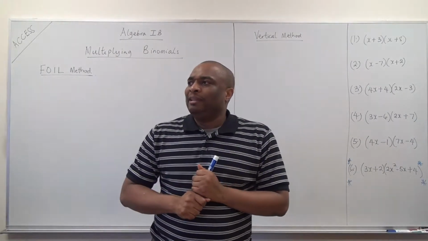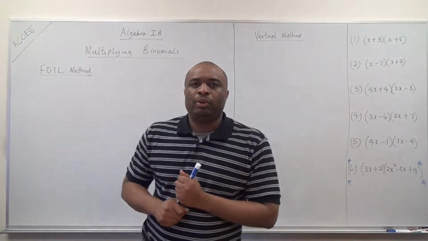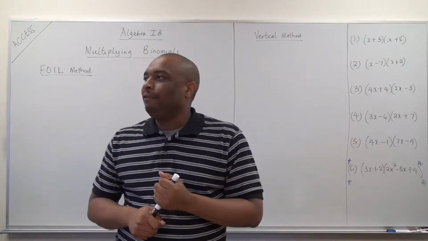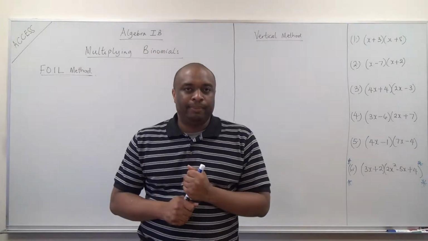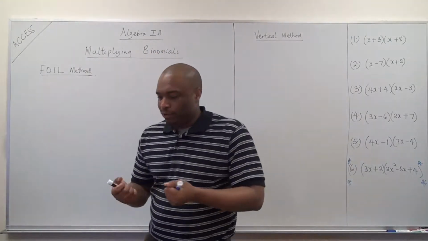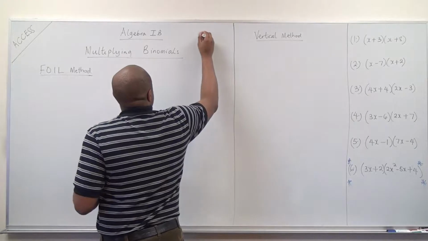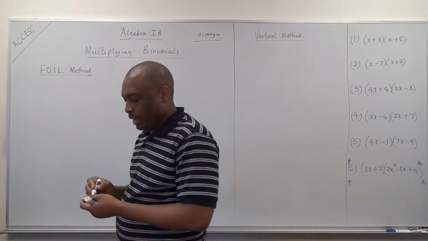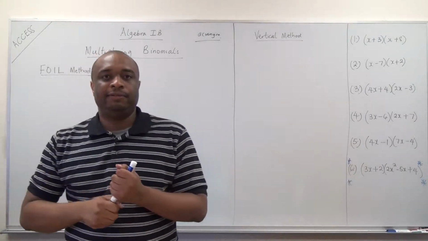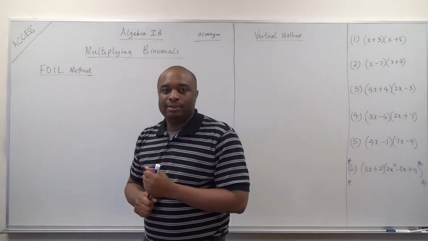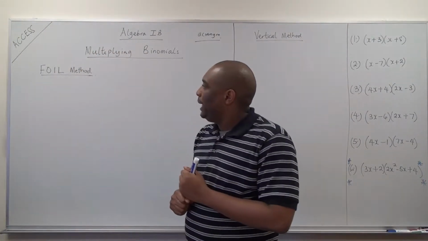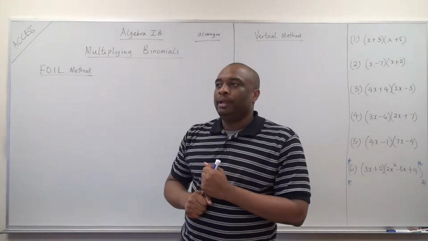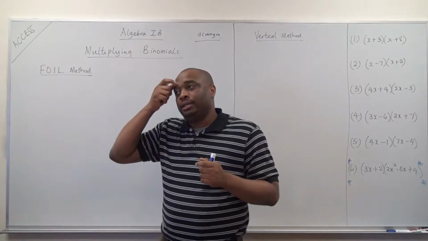Now, the first method I will talk about is what we call the FOIL method. FOIL is just an acronym. You know what an acronym means. FOIL stands for first. F is for first, O is for outer, I is for inner, and L is for last. So it's an acronym put together, right?